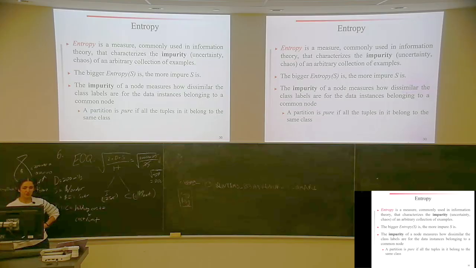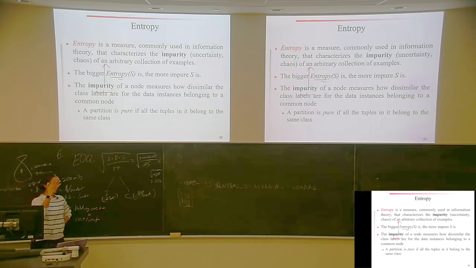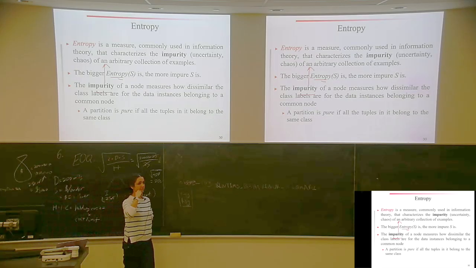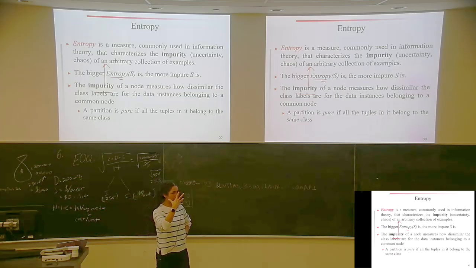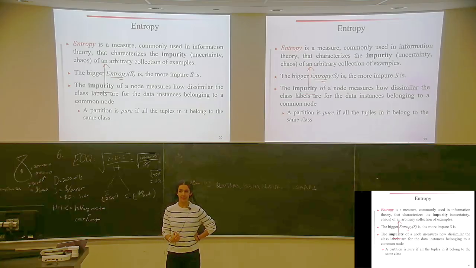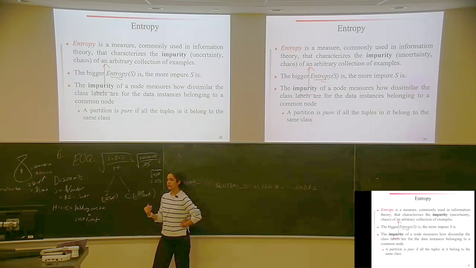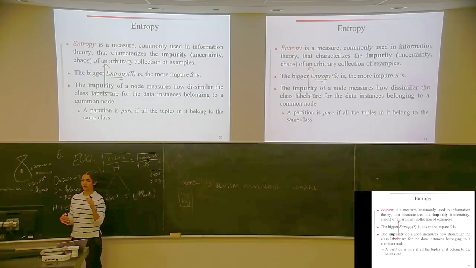We say a partition is pure if all tuples in it belong to the same class, and entropy is measuring impurity. So when entropy is high, impurity is high, confusion is high, so purity is less. And because purity is less, your information gain is also smaller.